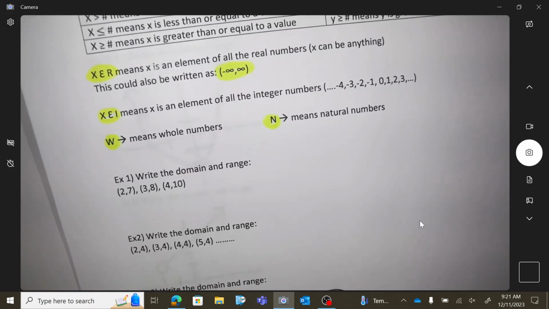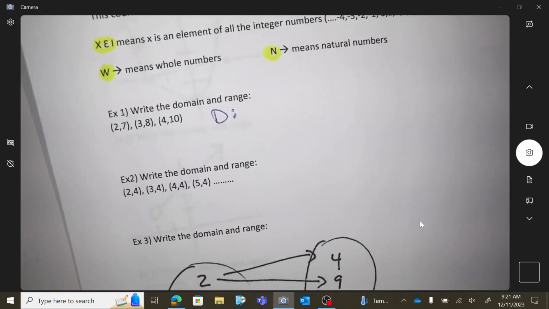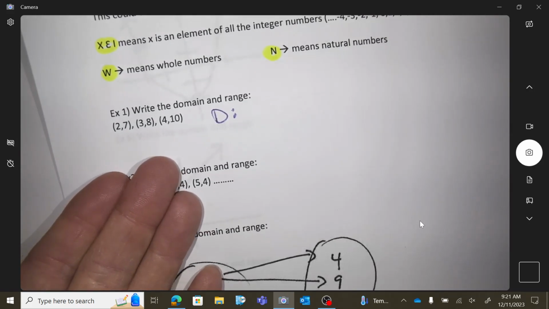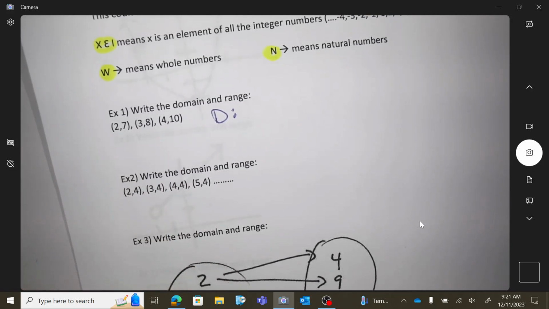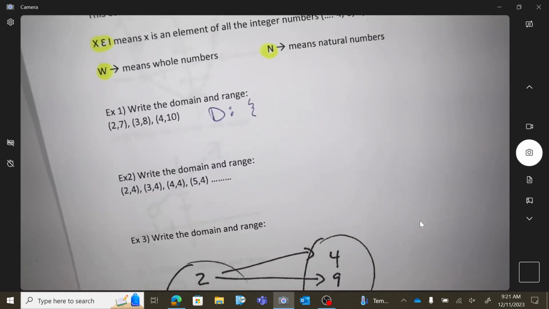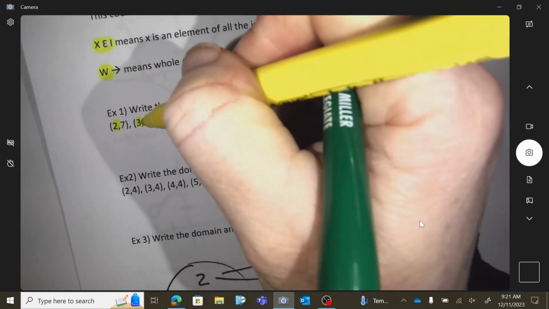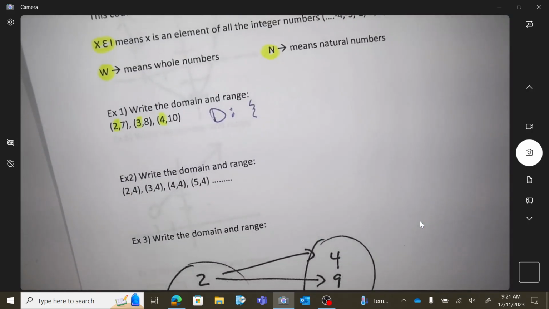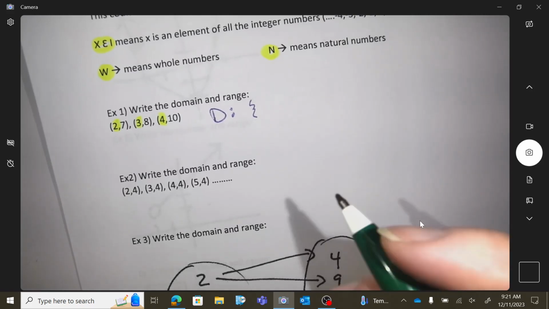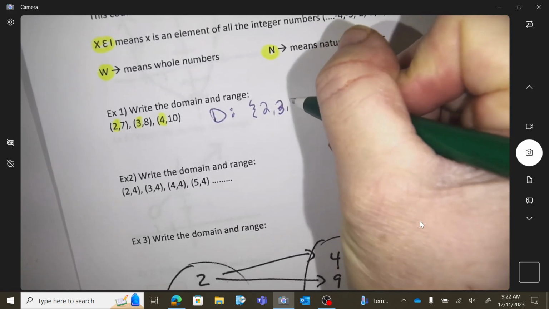Okay, write the domain and range. So what is the domain? Domain is all the x values you ever see. And in this example, my x values are just a few items. So when I list a few items, I use the squiggly brackets. And what are my x values that I want to list? 2, 3, and 4 are the x values.